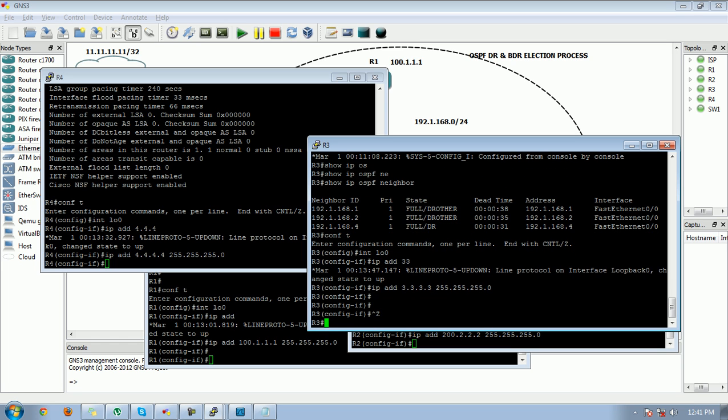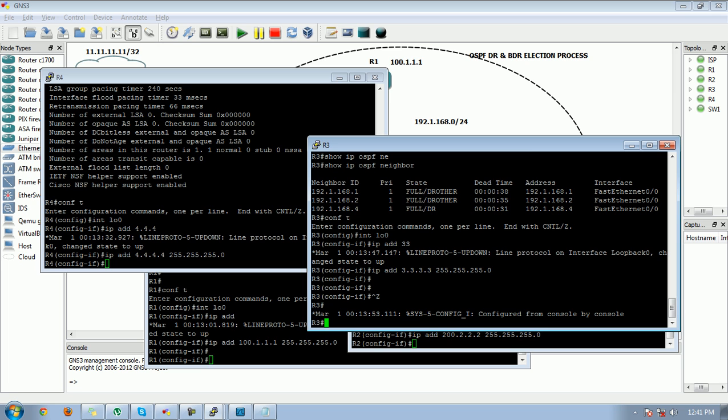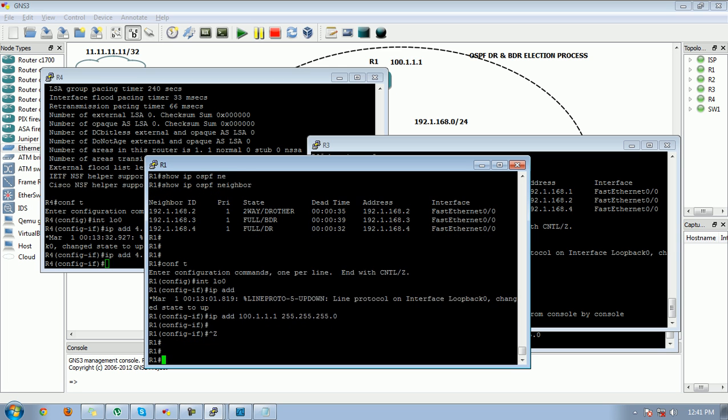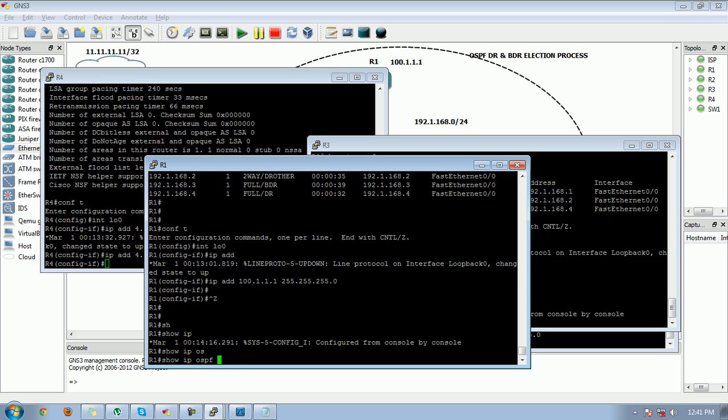See, we changed the loopbacks. Now it should take the loopback address as its router ID, because a loopback interface is given more priority, more preference than your physical interface while selecting your router ID dynamically. Okay. Show IP OSPF 1.